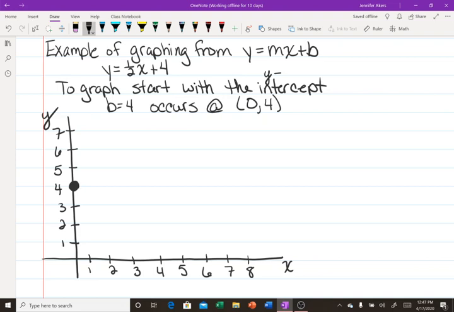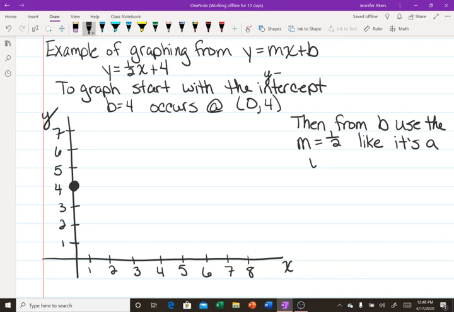Then, from b, you use the slope of 1/2 like it's a verb or an action. And it tells us direction. It tells us the action to move. It's the change in the y over the change in the x. So our change in y is 1, and our change in x is 2.